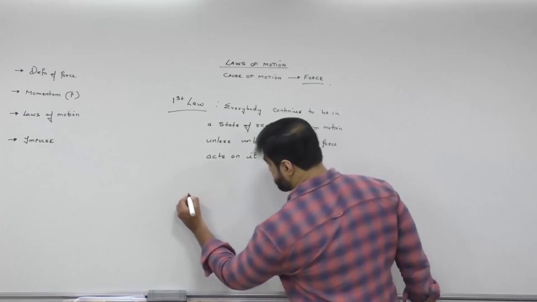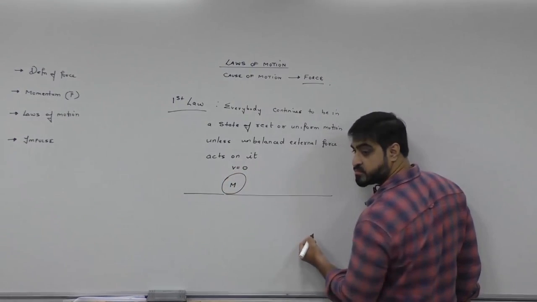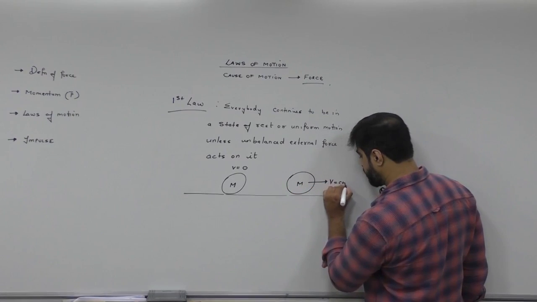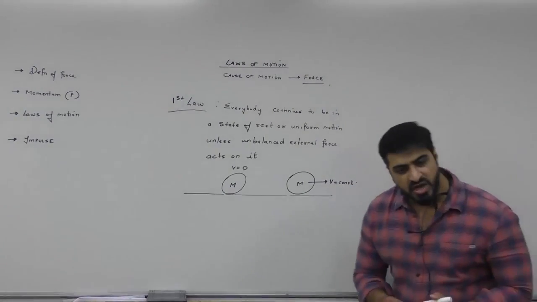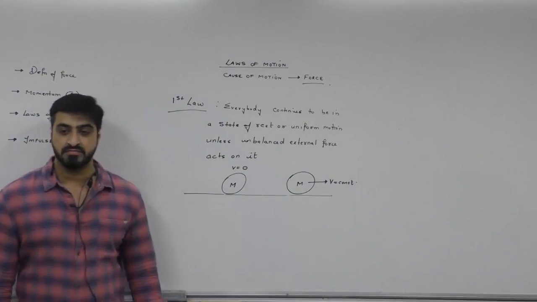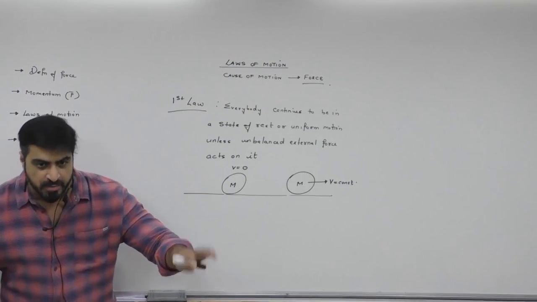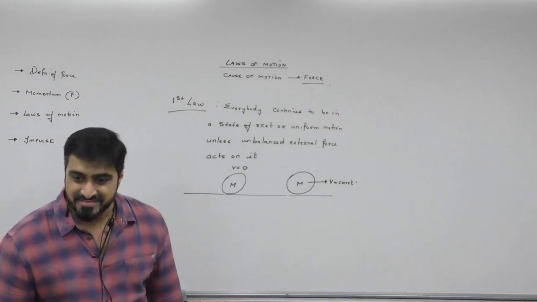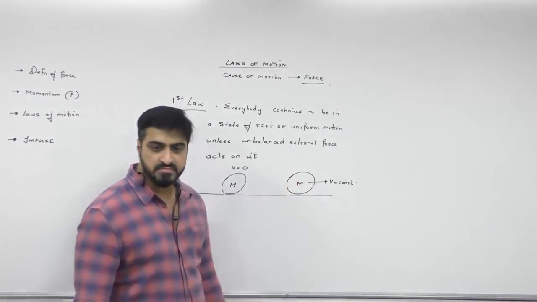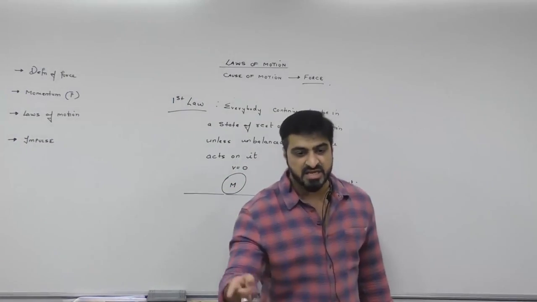Suppose there is a body at rest. Its velocity is what? Zero. Or a body which is moving at a constant velocity. It will not change its condition unless and until an unbalanced external force acts on it. If the book is lying here on the table, it will lie on this table forever unless someone comes and picks it up. A body moving with a constant velocity will keep on moving with that velocity only unless an unbalanced external force acts on it.